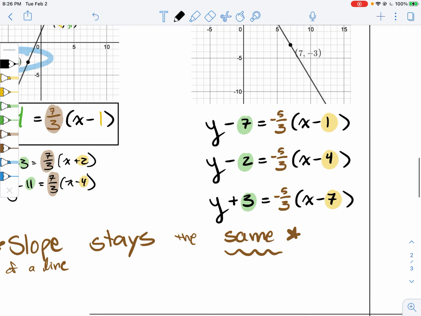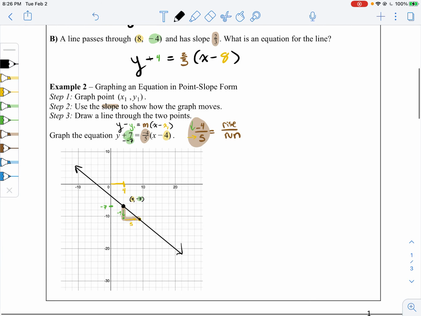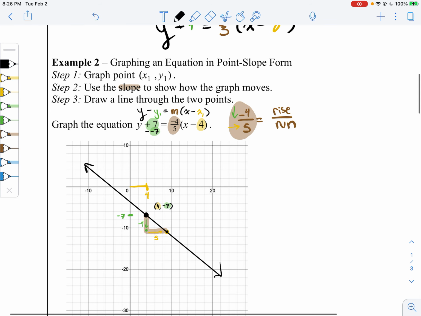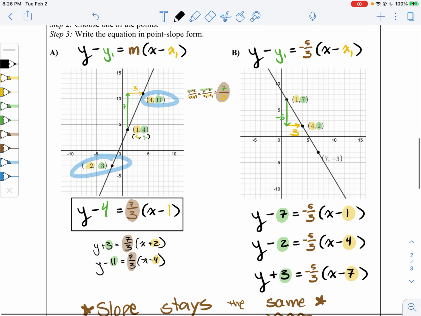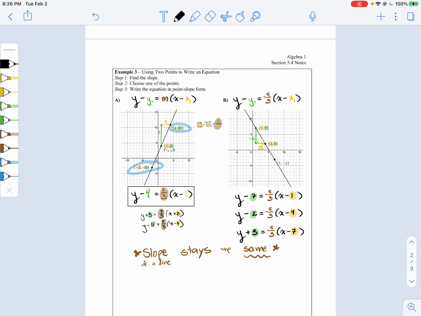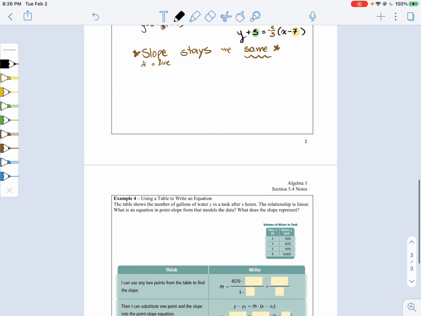Think you got it? Well, we've written a graph from an equation. We've made an equation from a graph. What about a table?